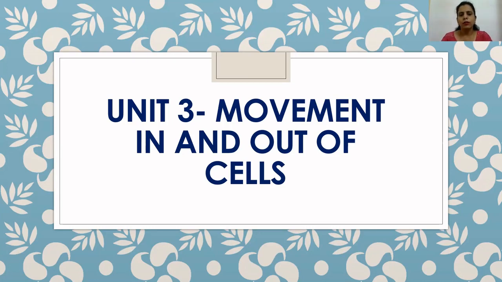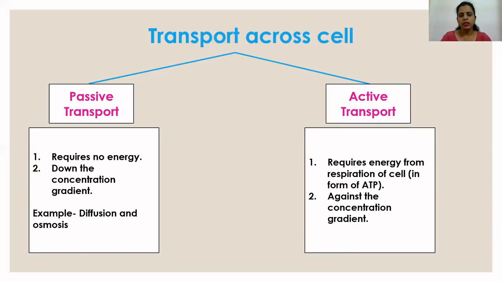Now for these processes, we require substrate molecules or components. Many things are required. So how do these substrate molecules enter inside the cell? And the waste products produced by the cells are also supposed to be excreted by the cell. So how do these waste products move out of the cell? Transport across the cell is mainly of two types: passive transport and active transport.